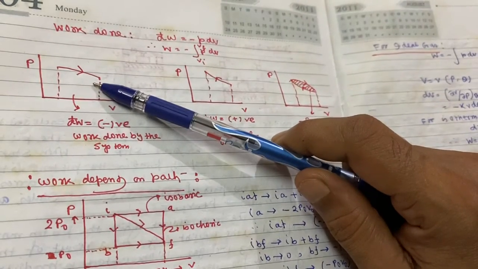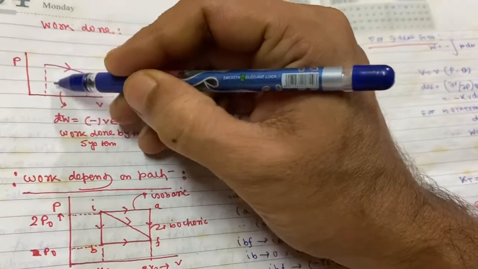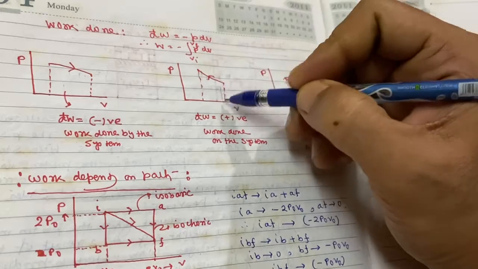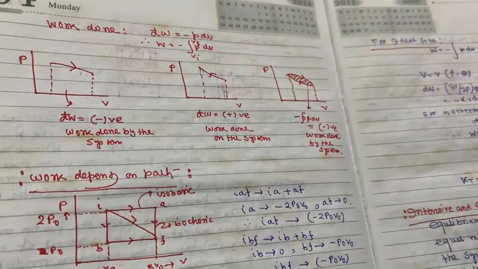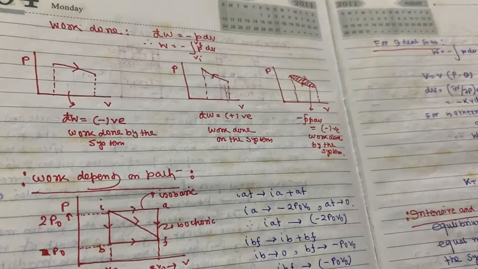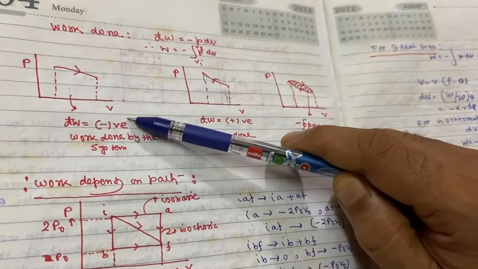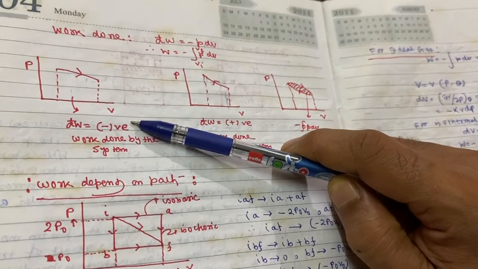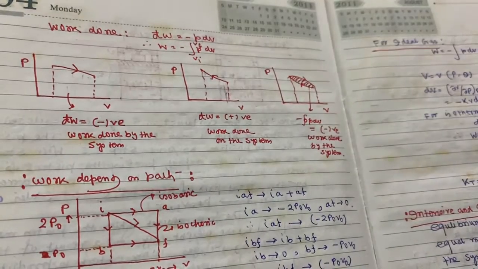In this case, the work done is just the area under this curve. In this case, work done is just the area under this curve, and in this case, work done is area under this curve. Okay. Here, volume expansion is going on, so dV is positive, so dW is negative, and it is the work done by the system. So, volume expansion is going on.